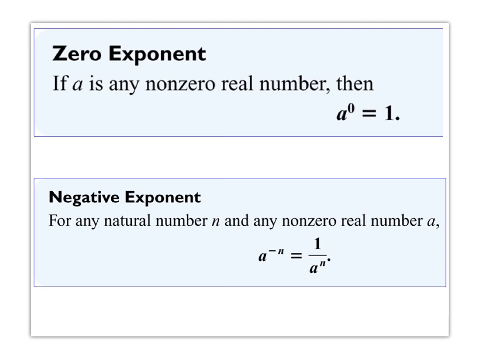Now a zero exponent: if a is any non-zero real number, then a to the 0 power is equal to 1. You can try this on your calculator with any base a, as long as it's not 0. For example, if you have 5 raised to the 0 power.